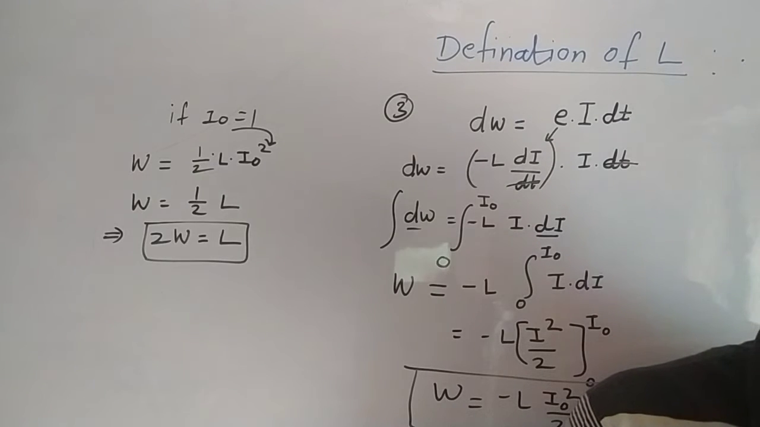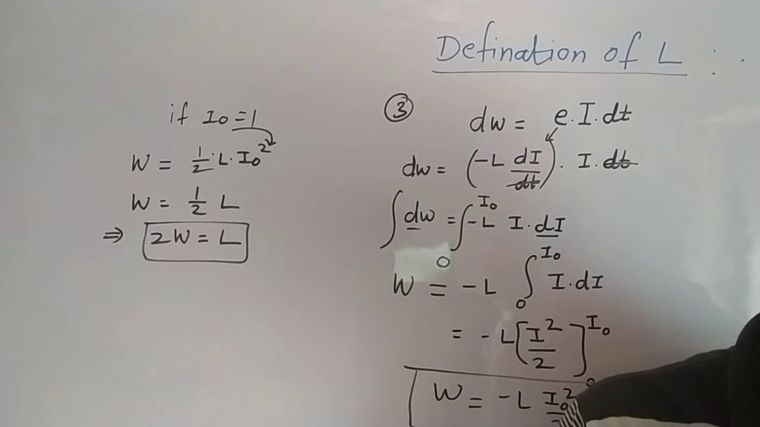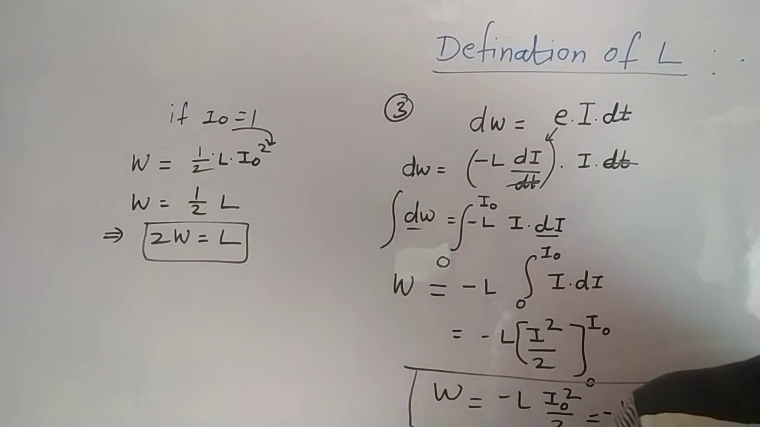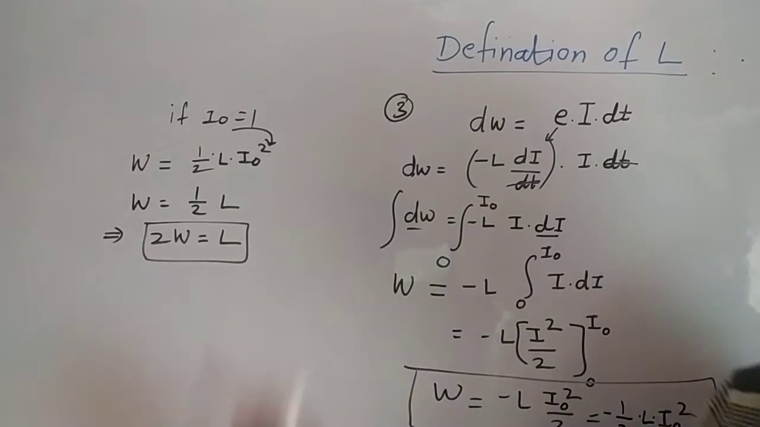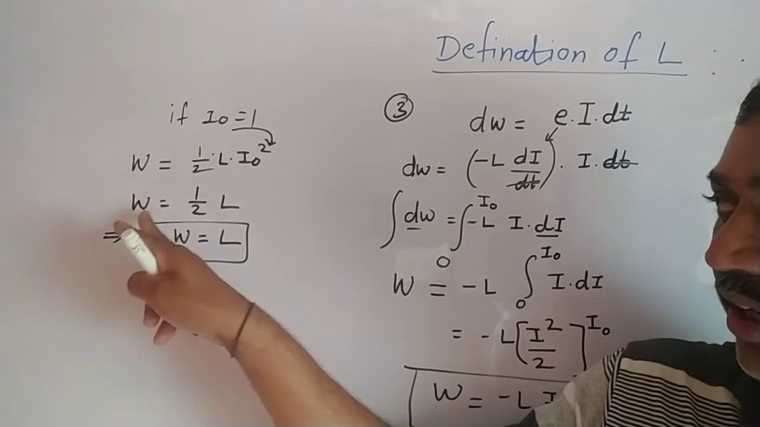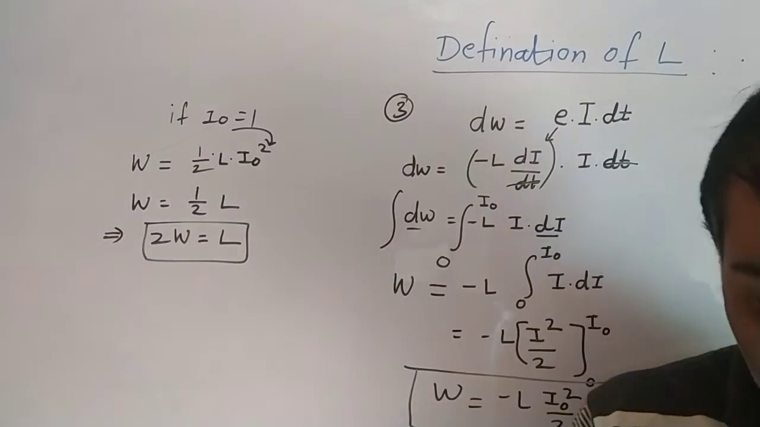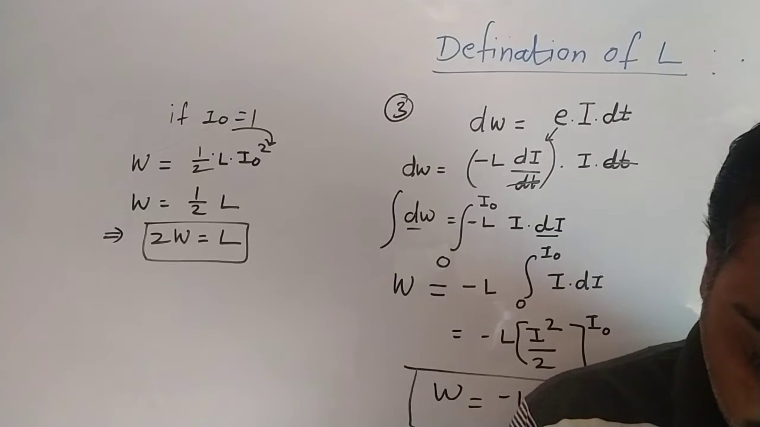Self induction of a circuit is numerically equal to twice the work done in establishing the magnetic field or magnetic flux associated with a unit current in a circuit. If unit amount of current is passing through the circuit, how much work done is required to establish the magnetic flux? Twice of that is nothing but the self-induction. Same thing is given in your book.